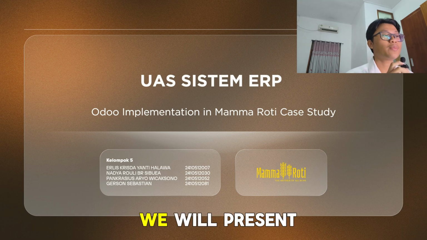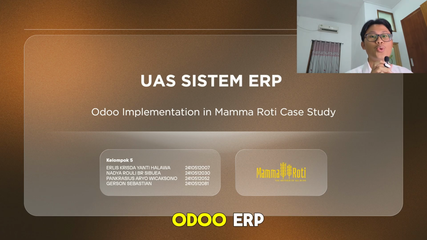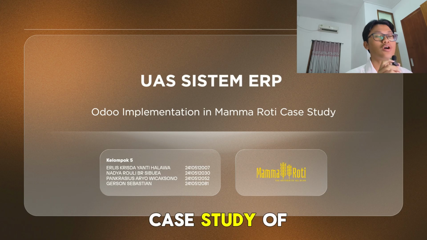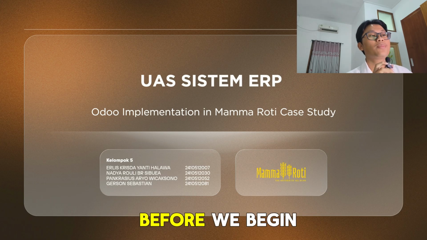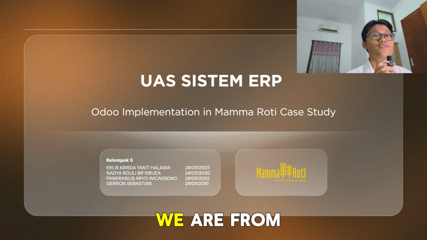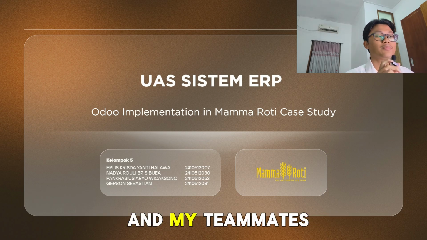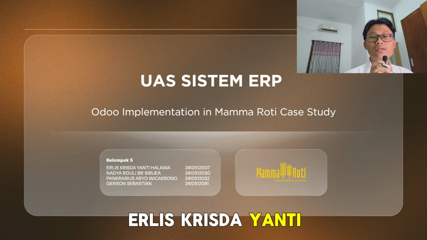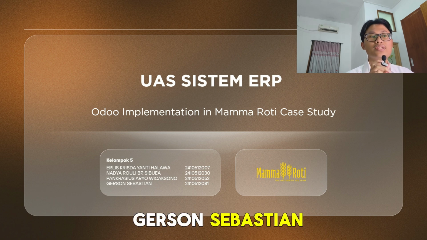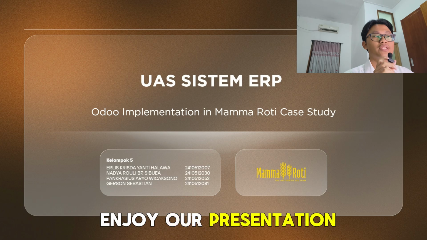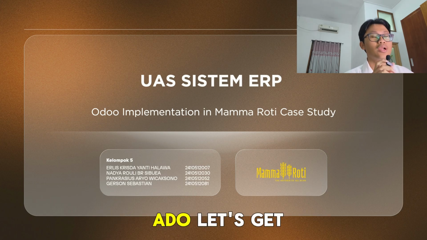In this video, we will present our implementation of Odoo ERP based on the case study of Mama Roti Company. Before we begin, allow us to introduce ourselves. We are from Group 5. My name is Pankrasius Arewicaksono, and my teammates are Erlis Krisdayanti, Nadia Rowley, and Gerson Sebastian. We hope you enjoy our presentation, and without further ado, let's get started.